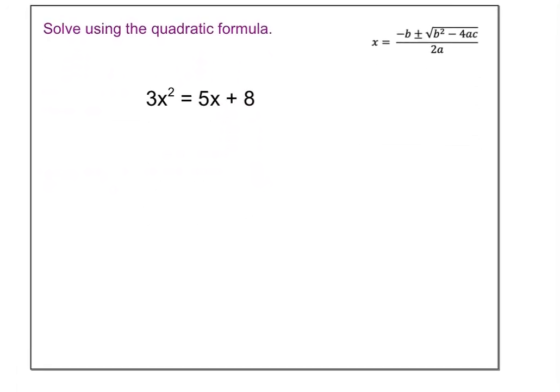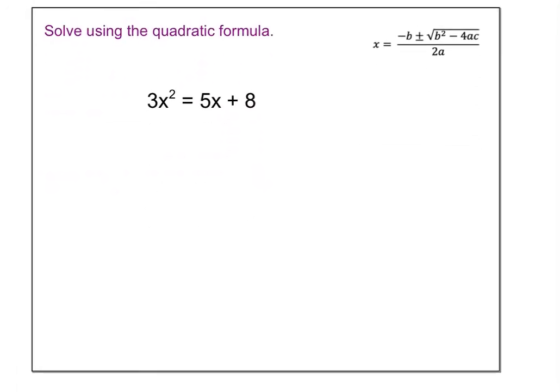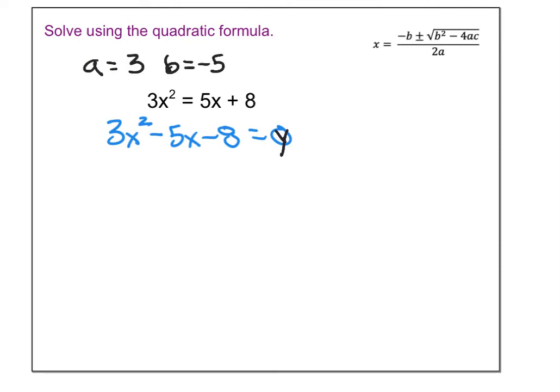Let's try one more. Solve using the quadratic formula. This one is not quite ready to plug into our quadratic formula yet because we're not in standard form. So I'm going to get everything to the same side of the equation. I'm going to subtract the 5x over and subtract the 8 over. Now I've got that quadratic function. Remember that this is kind of like your y right here. We're looking to see what happens when y equals 0. Now I'm ready to assign that a is 3, b is negative 5, and c is negative 8. If you don't get your equation into standard form first, you will have the wrong values for a, b, and c. So take the time to do that.